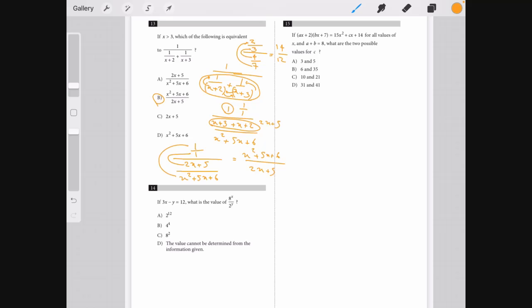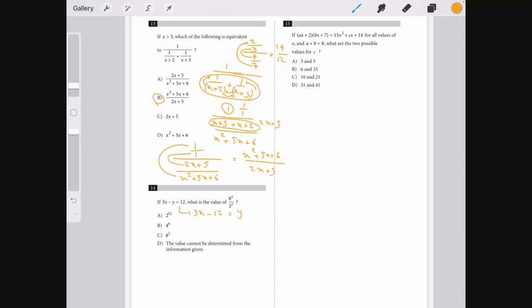If 3x minus y equals 12, what is the value of 8 to the power of x over 2 to the power of y? Alright, so what I can do here is write one of them based on the other. I choose to write y based on x. I can add y to both sides of the equation and subtract 12 from both sides. So I'll get 3x minus 12 equals y.